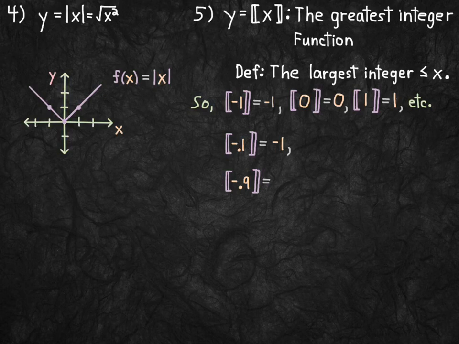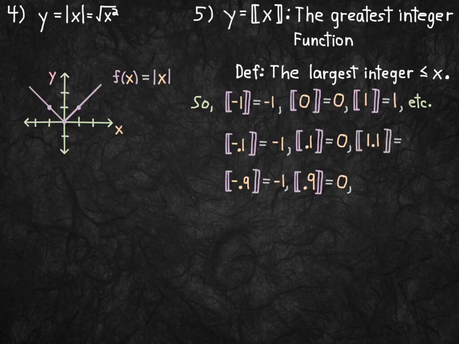With the greatest integer of negative 0.9, we're looking for the largest integer less than or equal to it. It couldn't be equal because that's not an integer. So the largest integer less than negative 0.9 is negative 1 again. The greatest integer of 0.1: the largest integer smaller than or equal to 0.1 is 0. See how it goes? And with 0.9, it would still be 0.